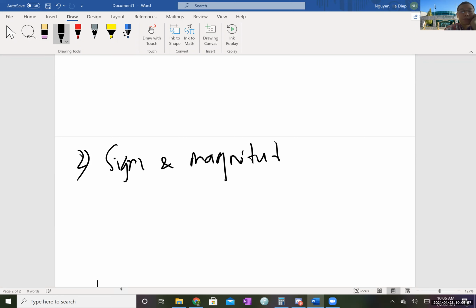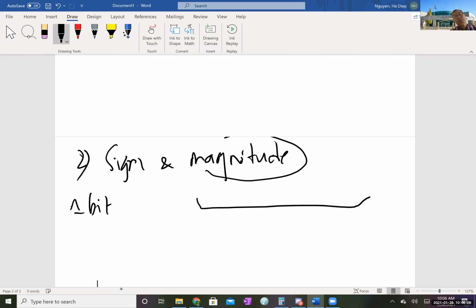So for the sign and magnitude, you have 1 bit for the sign, and all of the other bits are the magnitude, right? So we can store it in 8 bits or 16 bits also. Think about the 1 bit of sign here: if you have a positive number, it's the bit 0, and if it's a negative number, it's the bit 1. You have to remember that.